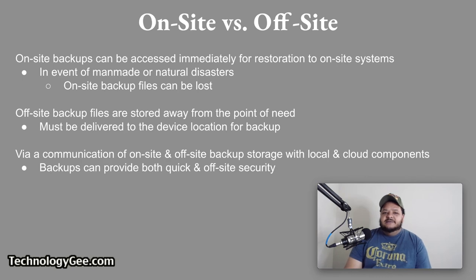On-site versus offsite. On-site backups can be accessed immediately for restoration to the on-site systems. However, in the event of a man-made or natural disaster of sorts, on-site backup files can be lost. Off-site backup files are stored away from the point of need, but must be delivered to the device location for restoration. Via a combination of on-site and off-site backup storage with local and cloud components, backups can provide both quick access and off-site security.